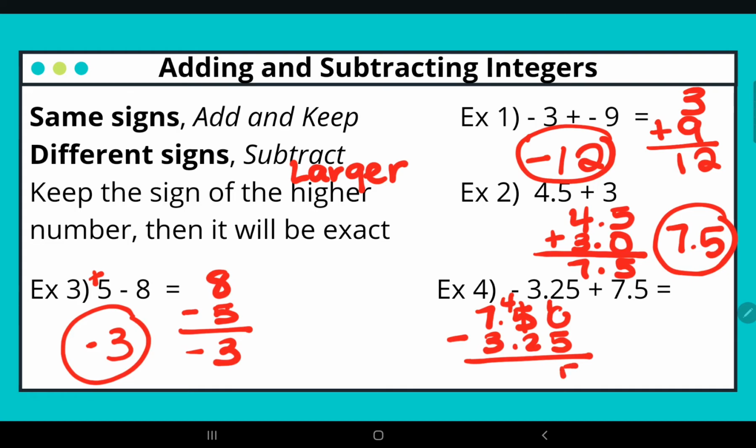So 10 minus 5 is 5. 4 minus 2 is 2. Bring down that decimal point. 7 minus 3 is 4, for a final answer of 4.25.